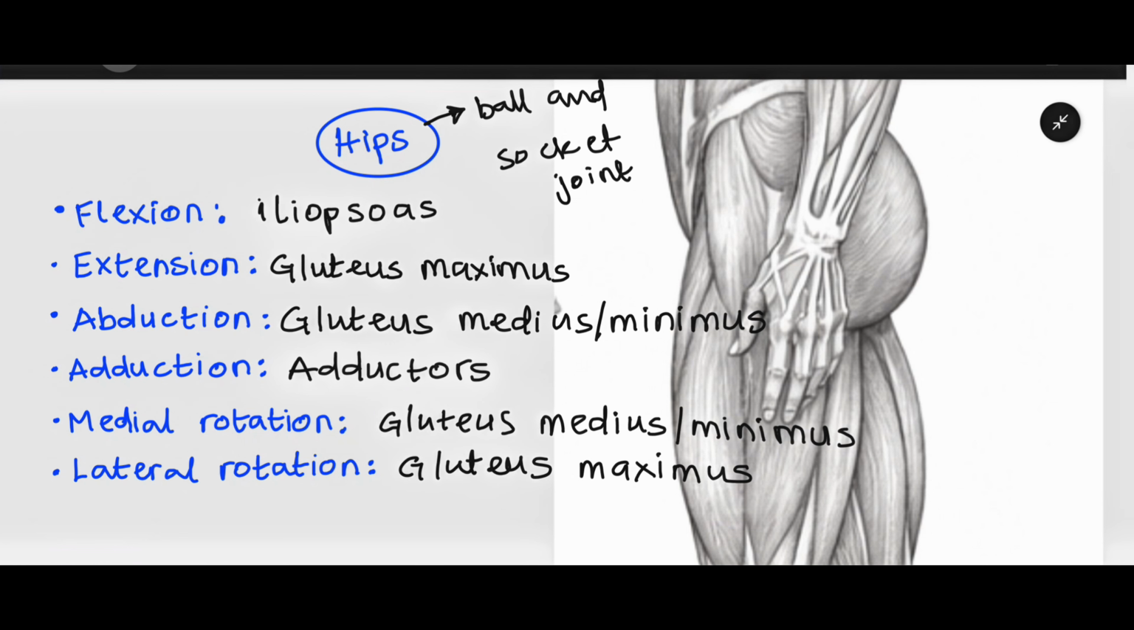So footballers usually do an exercise called opening and closing the gates. Opening the gates is an example of lateral rotation. Closing the gates is an example of medial rotation.